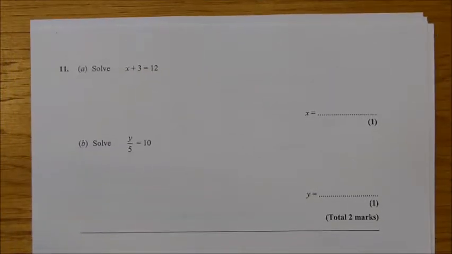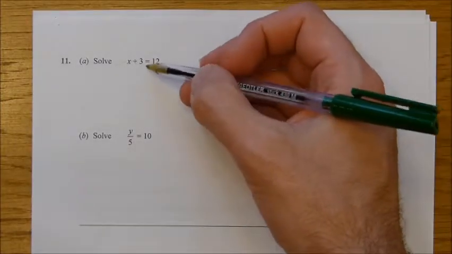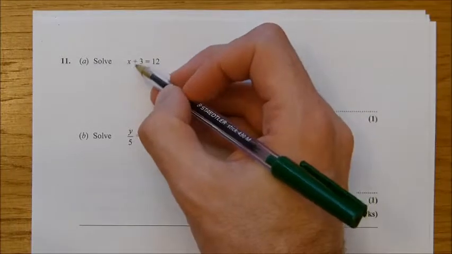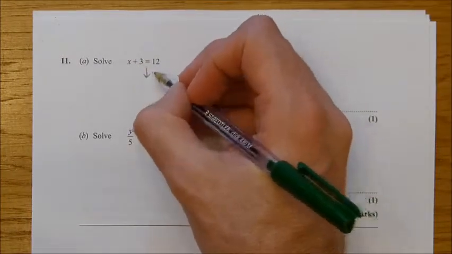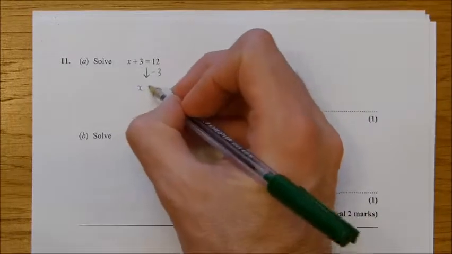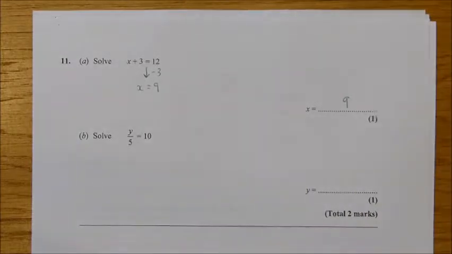Okay, question 11. So some solving equations. We're going to solve both of these equations just by undoing what's been done to the x. So x over here has had 3 added to it. We can find out what the value of x is by taking away 3 from the 12. 12 take away 3 is 9. So x is equal to 9.